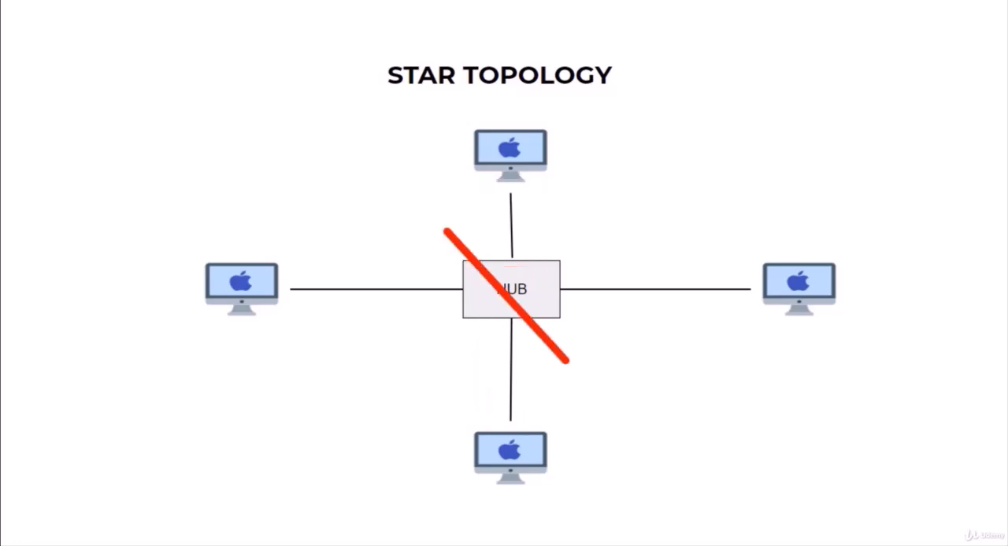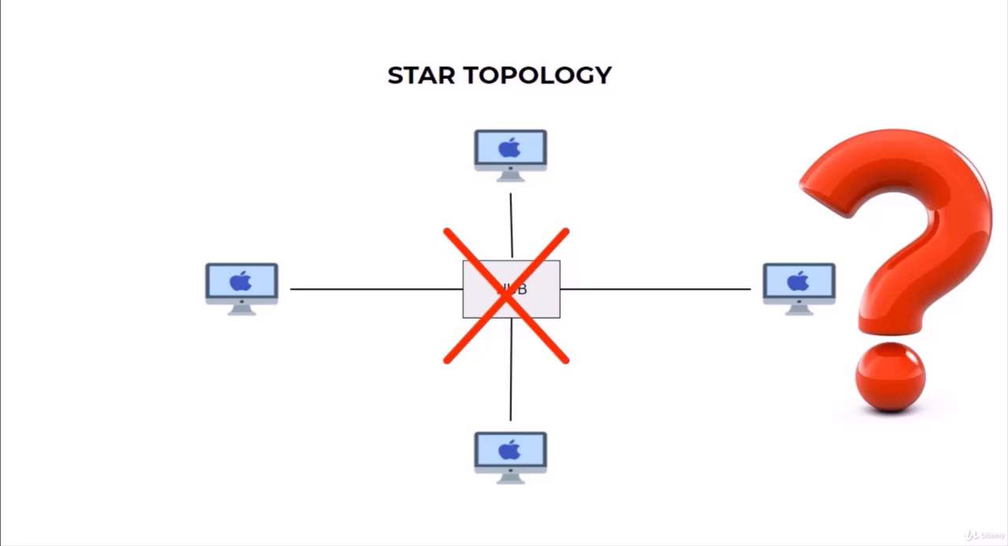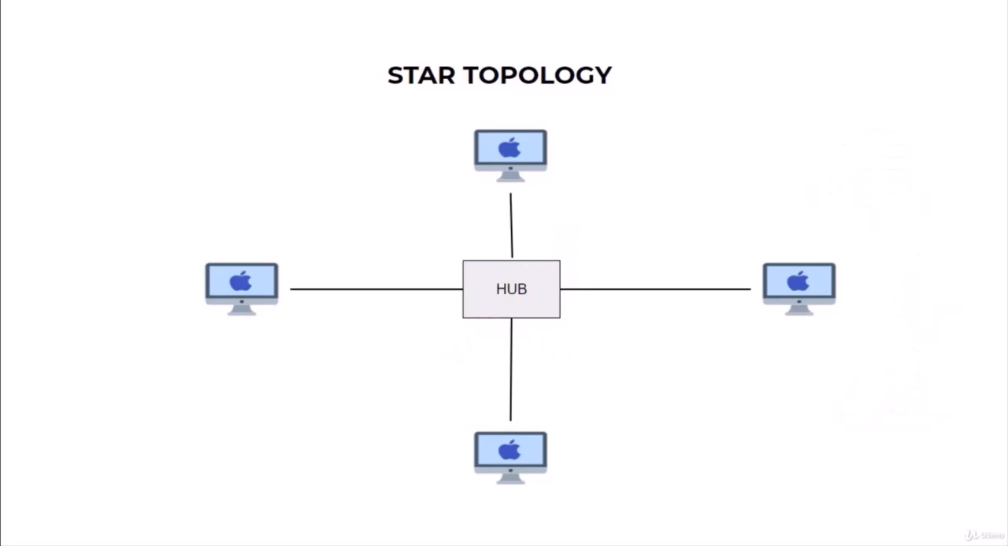What are the problems with this topology? If the hub fails, what will happen? The entire topology fails, right? Also, the cost of installation is high. And the major point is performance of this topology is entirely dependent upon the hub.